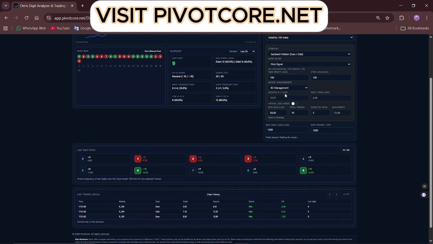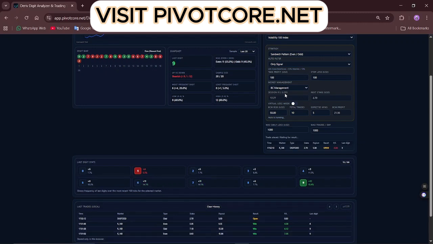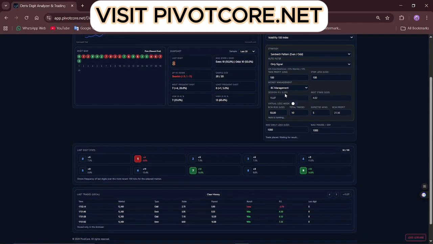Watch the execution speed here. The beauty of PivotCore is its precision. While manual trading can lead to delays or revenge trading after a loss, this platform stays disciplined. It follows the math. As we hit our midpoint in these 10 trades, notice how the platform manages the entries. It's built to interface seamlessly with your Deriv account, giving you the professional edge of an algorithmic trader without needing to write a single line of code yourself.